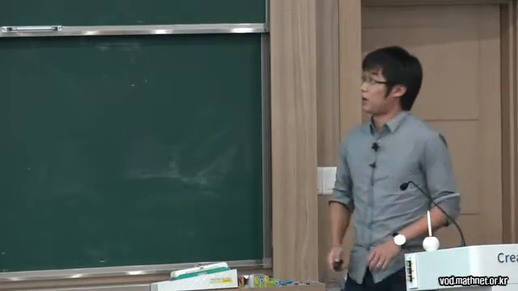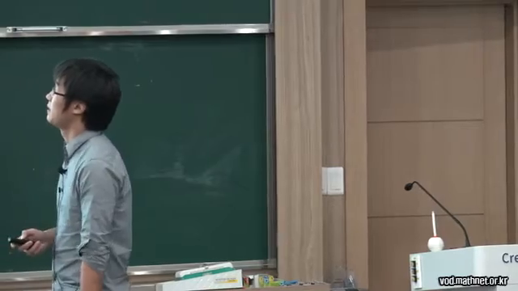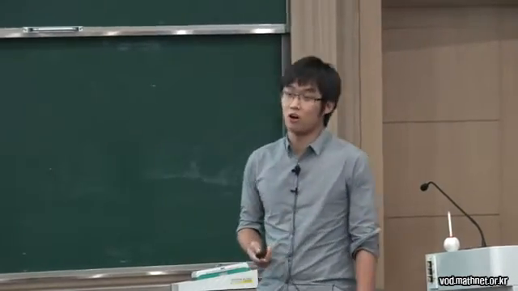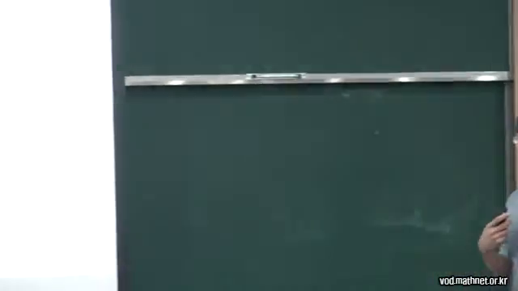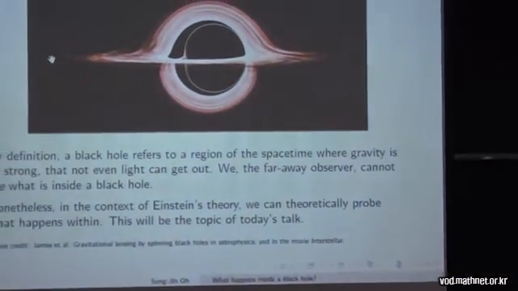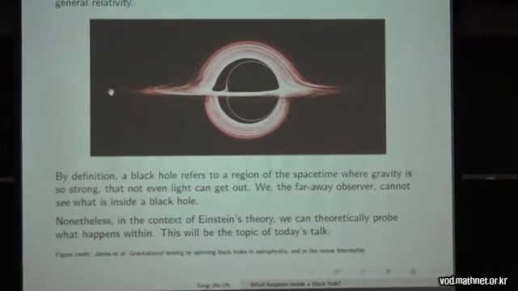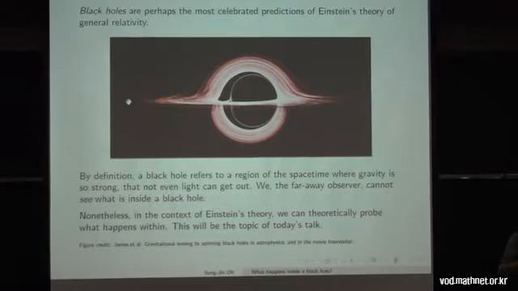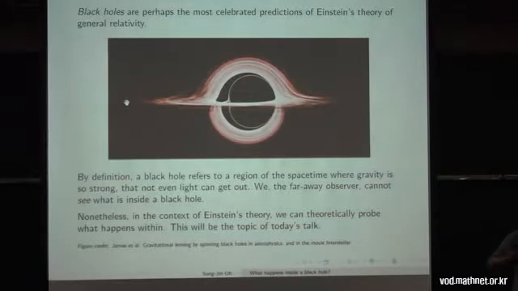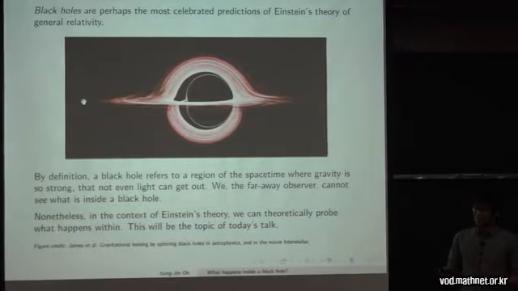So today, what I would like to talk about is black holes. Black holes are perhaps the most celebrated predictions of Einstein's theory of general relativity. What is a black hole? A black hole, by definition, is a region of space-time where the gravity is so strong that not even light can escape from it.